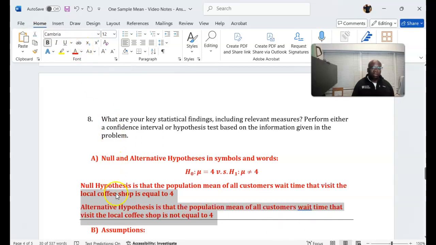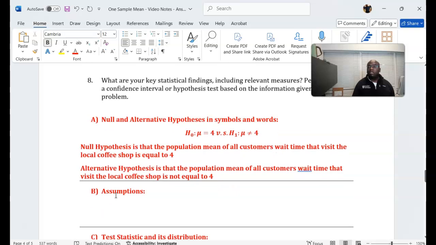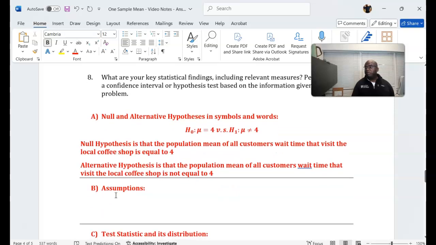All right, so the assumptions: there are two assumptions. The data needs to be random, and the observations need to be independent from one another, meaning that two people's wait times cannot have an impact on one another. Like they're two different orders, assuming.